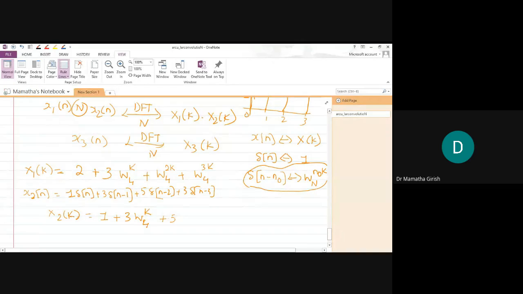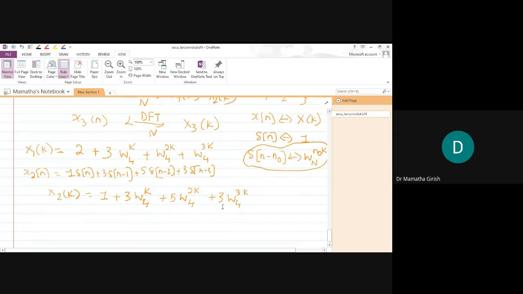Plus 5 times w4. So what's the value of n naught here? It's 2 times k plus 3 times w. The value of capital N is always 4. The value of n naught is 3k.